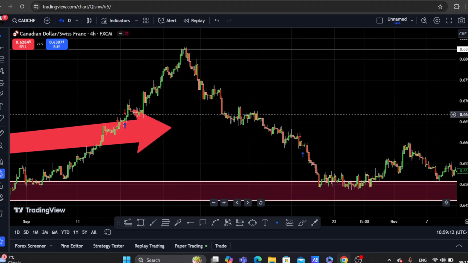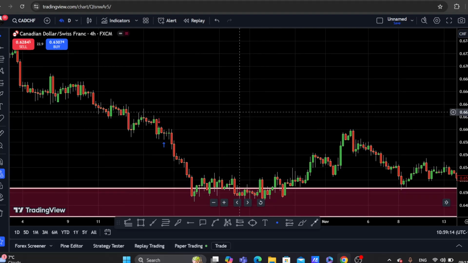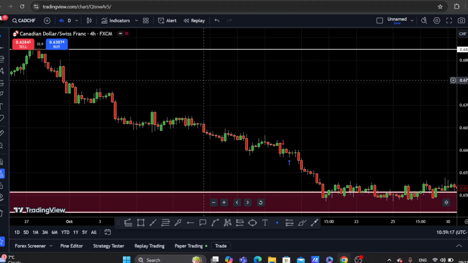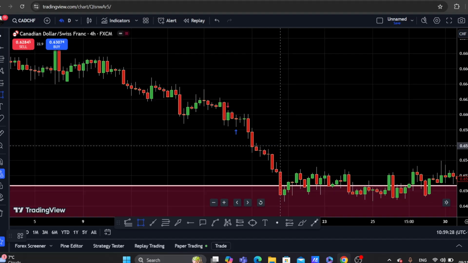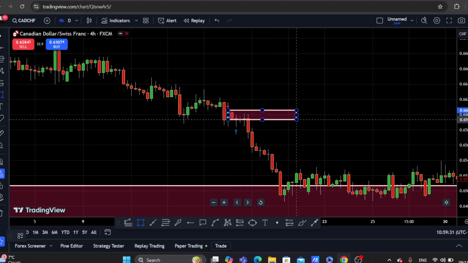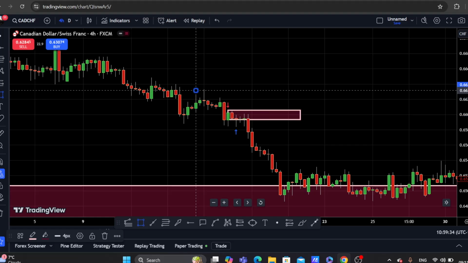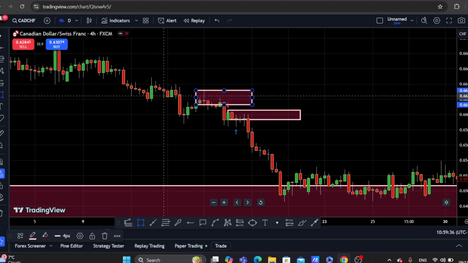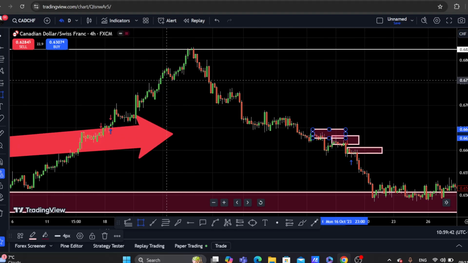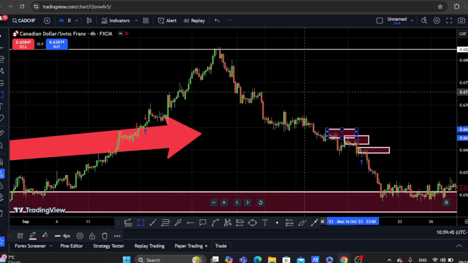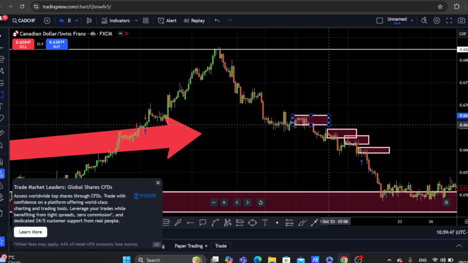If you look on your chart, there are plenty of supply zones. For example, I'll draw them for you and I'll show you the one that I would take if I was to take this trade live. So this is a supply zone which I will not take. That is a supply zone that I will not take. This is also a supply zone that I won't take. This is also a supply zone that I will not take, but this is a supply zone that I will take.